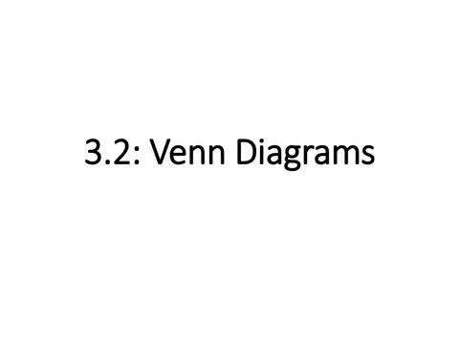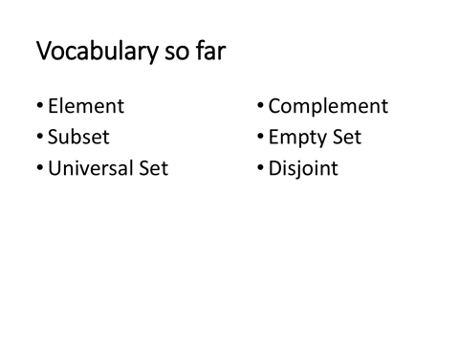In this video lesson for Math 12 students, we're going to explore Venn diagrams as they relate to set theory. Before we get into Venn diagrams, let's review some of the terms and notation we've already discussed. An element is one of the items or objects in a set, and we use this symbol for "is an element of." A subset is a set within a set.